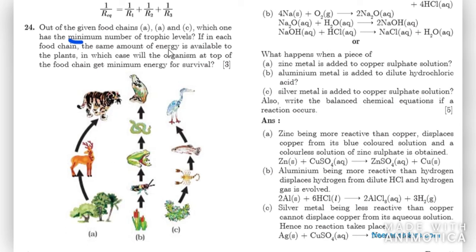Now it says if in each food chain the same amount of energy is available to the plants, in which case will the organism at the top of the food chain get minimum energy? As you know, as we move up the levels there is a decrease of 10%, a change of 10%. As you can see in part B, we have 5 trophic levels. If we have 5 trophic levels, there will be 5 successive decreases to 10%. So the least energy available is in the B part.